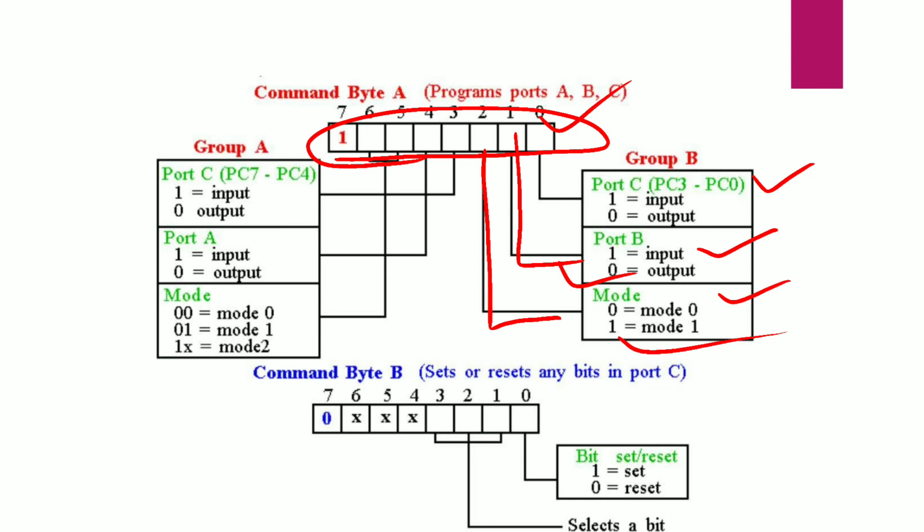And this one is the bit D3, which is port C upper, that is PC4 to PC7. If it is set to 1 then it acts as an input port, if it is 0 then it acts as an output port.